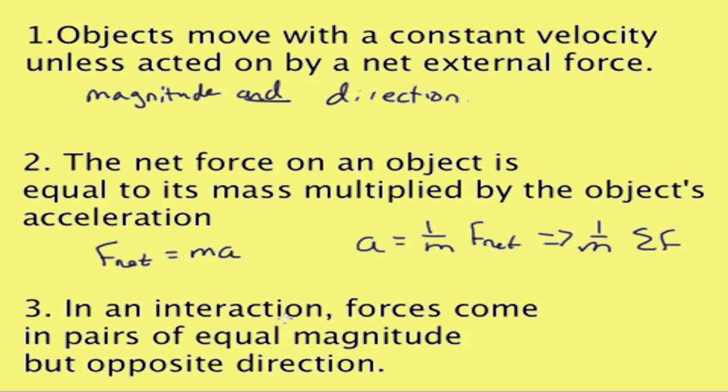And the third of Newton's laws is that in an interaction, forces come in pairs of equal magnitude but opposite directions. So what this says is, if there are two objects, A and B, the force on B due to A is equal to minus the force from B on A.